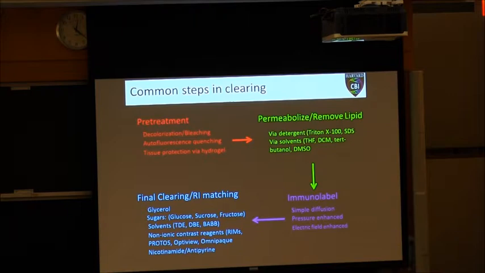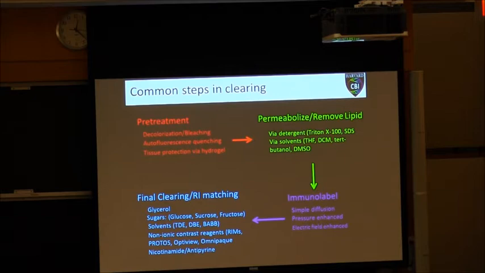So what am I talking about in each of these steps? So your pre-treatment, this is sometimes some decolorization and bleaching, so maybe a hydrogen peroxide step just to get rid of some of the inherent colorization that might be in that tissue. You might do some autofluorescence quenching, and then in the hydrogel embedding techniques, you're protecting that tissue in the hydrogel.